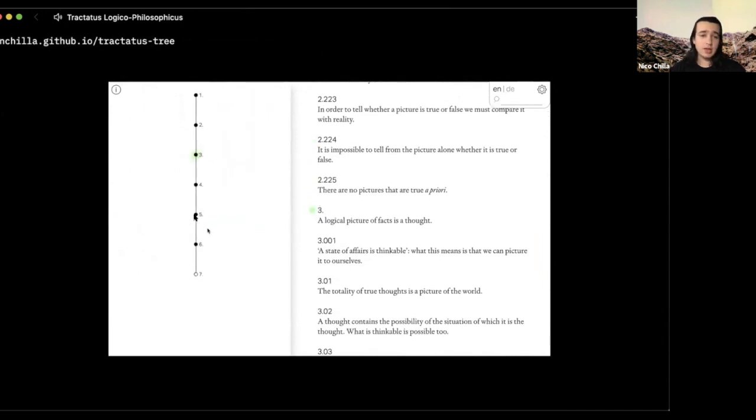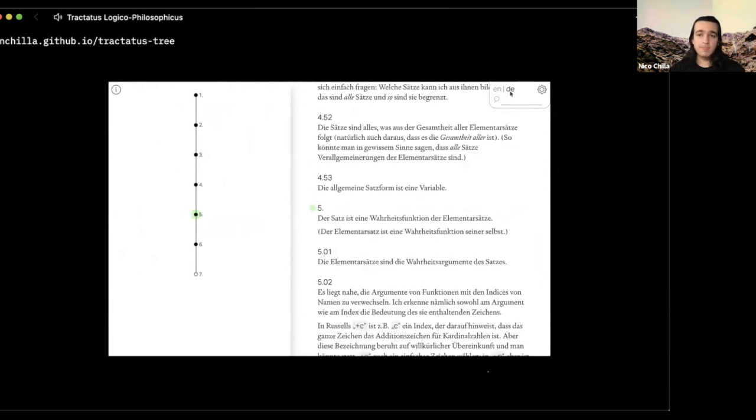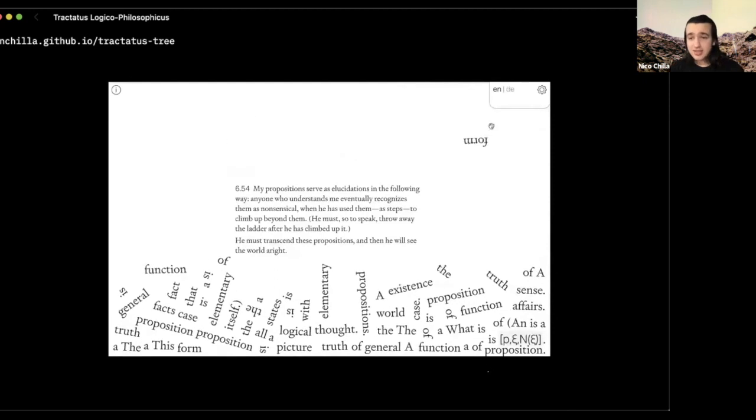And it also lets you navigate between them like that. So yeah, that's this one. And then last but not least, this one is called nonsense.